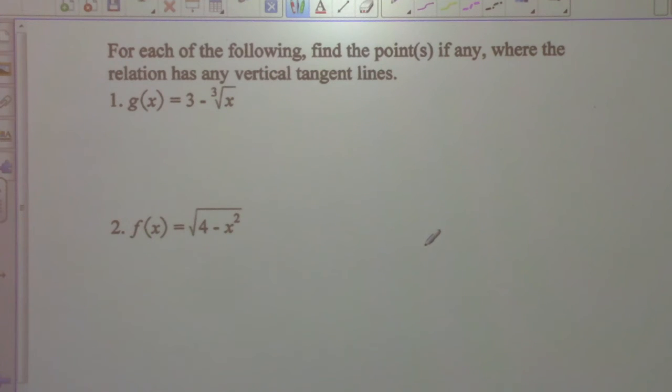Okay, so step one is take the derivative of this, right? Yeah. So take the derivative. Well, I'm going to first put g of x equals 3 minus x to the 1/3 power. Does that sound right? Mm-hmm. And so g prime of x is going to be equal to negative 1/3 times x to the negative 2/3.